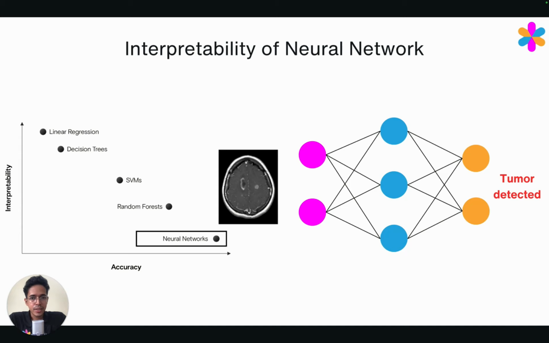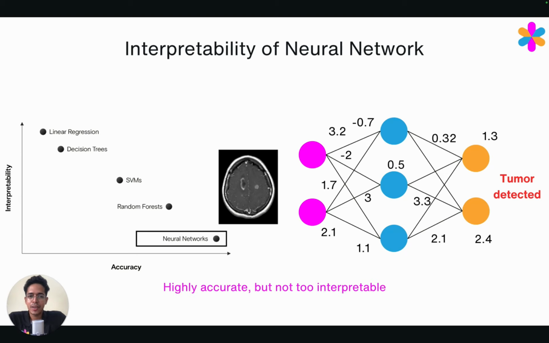But still, let's say you are a neurosurgeon, and you want to make a decision, okay, surgery has to be conducted immediately. If you are going to rely on this model, just having a highly accurate model is not enough. You also need to be able to interpret these models. And now, what does the neural network look like? It looks like a collection of a lot of numbers, right? There are weights, there are biases.